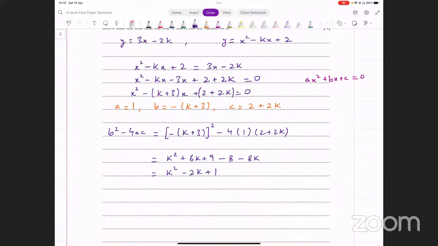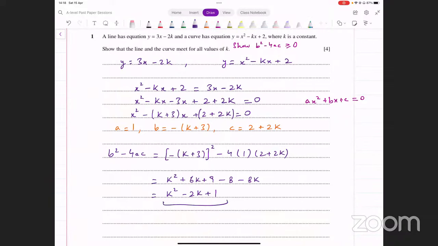उसने कहा show that the curve and the line meet for all values of k. So no matter what the value of k is, we have to prove that b square minus 4ac is always going to be greater than or equal to 0. तो आपने ये inequality सॉल्व करने की कोशिश नहीं करनी है. आपने किसी तरह से प्रूव करना है कि ये जो quadratic expression है, this is always greater than or equal to 0. Now, how can you do that?